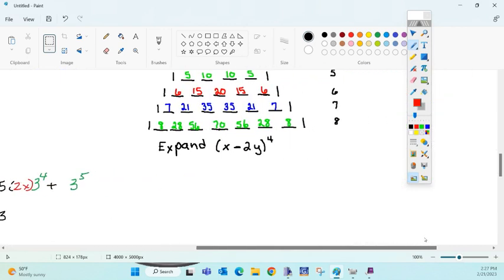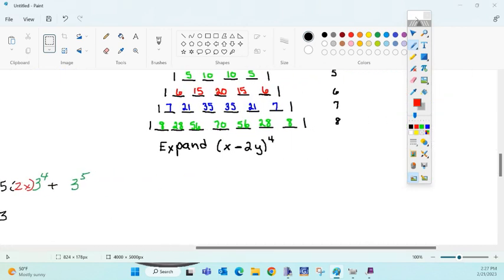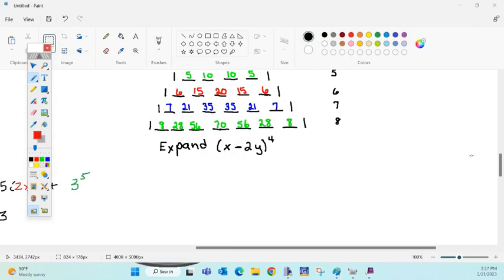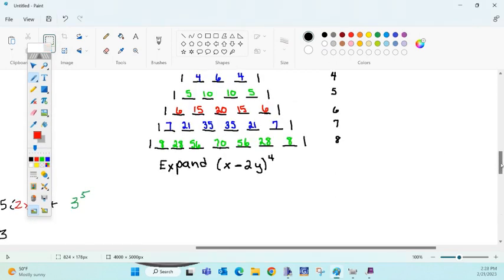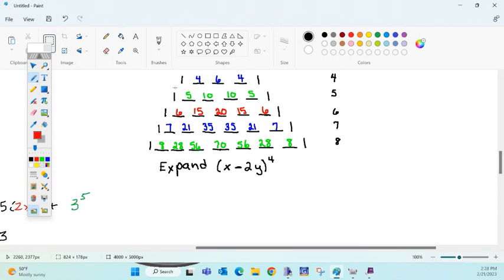Because this is where the negative comes in. So on this one, we're going to expand. We're going to go to row 4. 1, 4, 6, 4, 1. We're going to expand this one. Watch out here though, because this one has x as my first one, and then negative 2y is the second one. So we've got to be real careful.